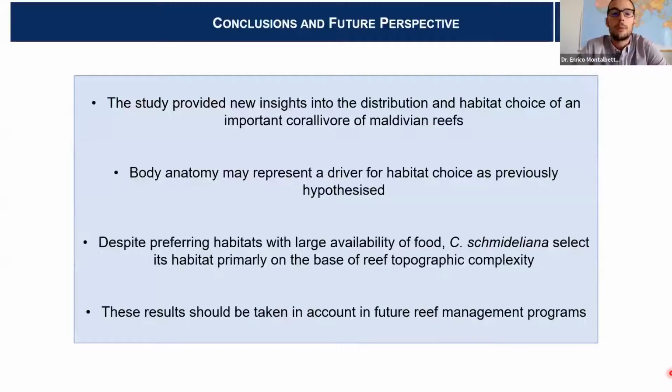In conclusion, this study provided new information about the distribution and the habitat selection of this important corallivorous organism of Maldivian reefs. We somehow confirmed previous hypotheses saying that body anatomy could represent a driver for the habitat choice of the seastar. And despite preferring habitat with a large availability of coral prey and coral recruits, Culcita schmideliana seemed to select its habitat primarily on the basis of reef topographic complexity, which here was expressed as linear rugosity. In summary, we believe that these results should be taken into account in possible future management programs of the Maldivian coral reefs.